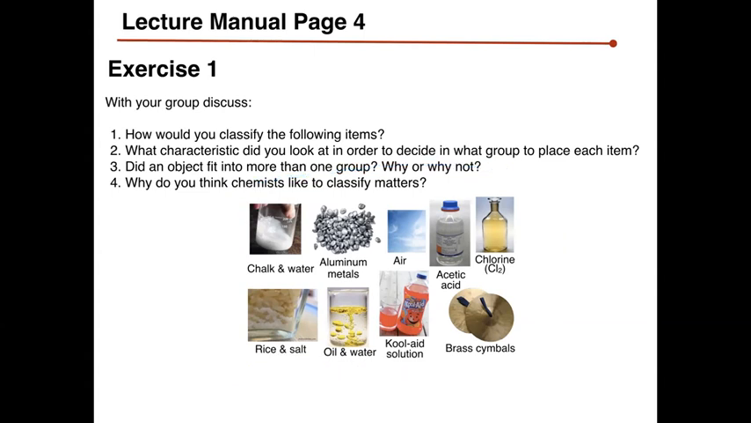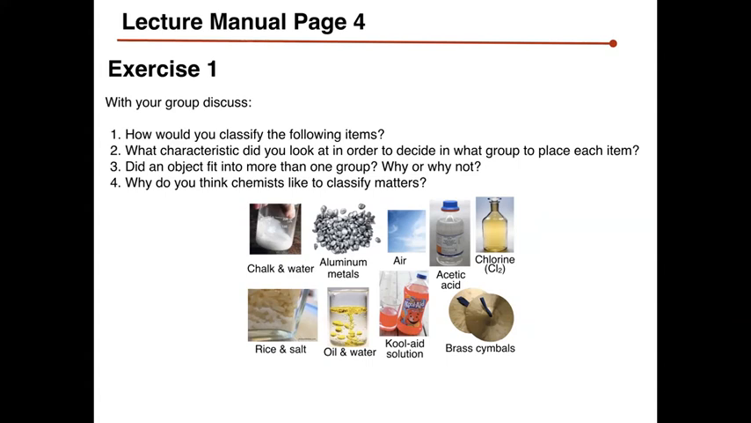What you need to do next is classify them. How would you classify the following items? How are you going to group them? That's pretty much what it asks you. What characteristic did you look at in order to decide what group to place them in? And did an object fit into more than one group? Why or why not? And the last question would be, why do you think chemists like to classify matter? So why do we learn about classification of matter anyway? That's what we're going to take a look at.